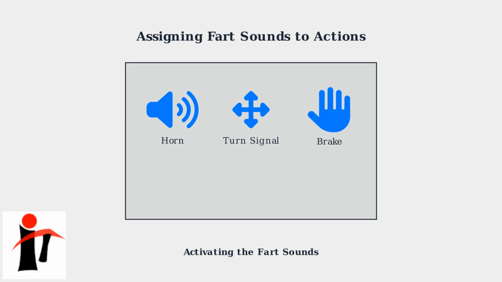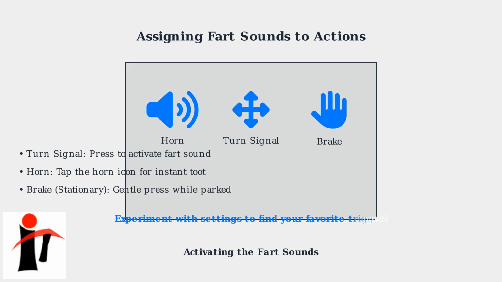When you press the horn button or icon, you'll hear the distinctive sound instead of the normal horn. For a more subtle approach, you can set the fart sound to play when pressing the brake pedal while the vehicle is stationary. This works best when parked and adds a fun element to everyday interactions. The Tesla infotainment system allows for experimentation with these settings. You can try different combinations and triggers to discover what works best for your sense of humor. Remember that these customizations are part of Tesla's playful Easter eggs. Always ensure your modifications don't interfere with vehicle safety or operation.